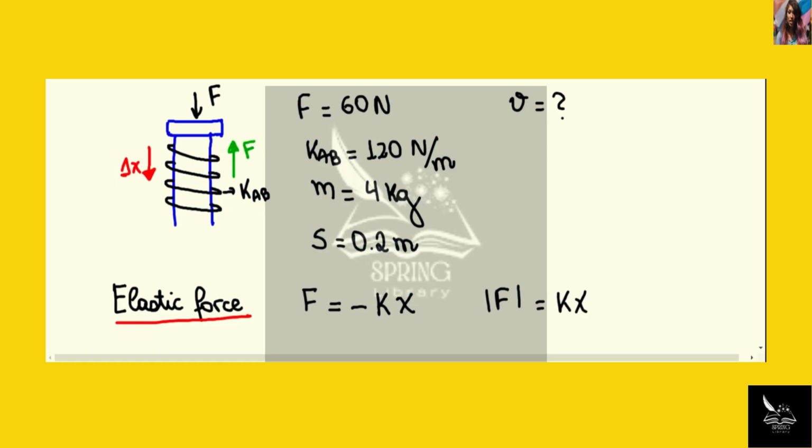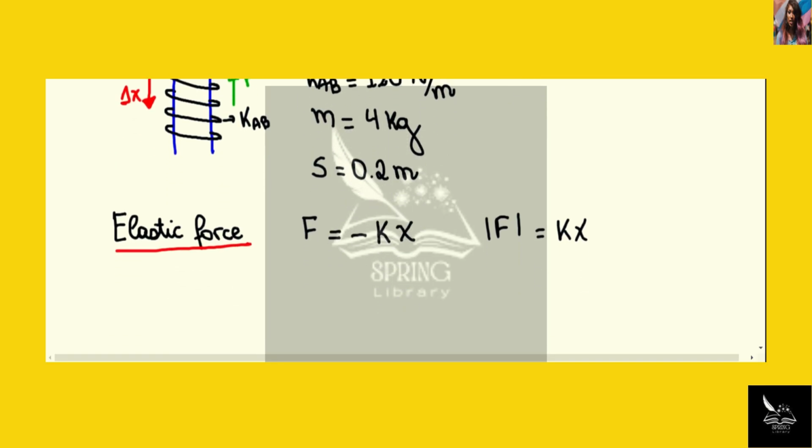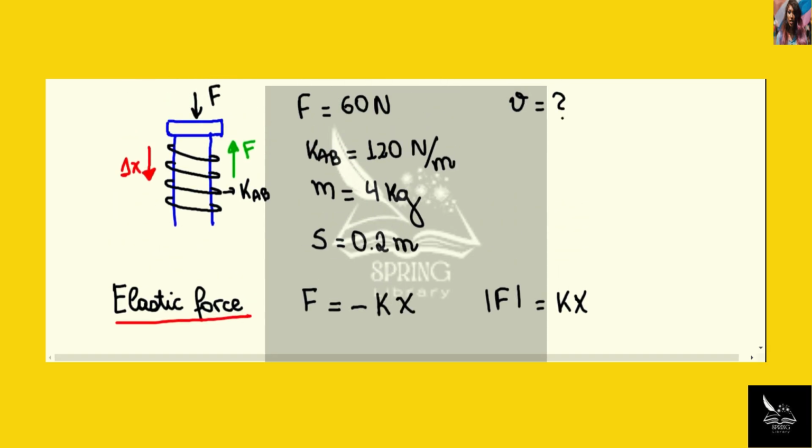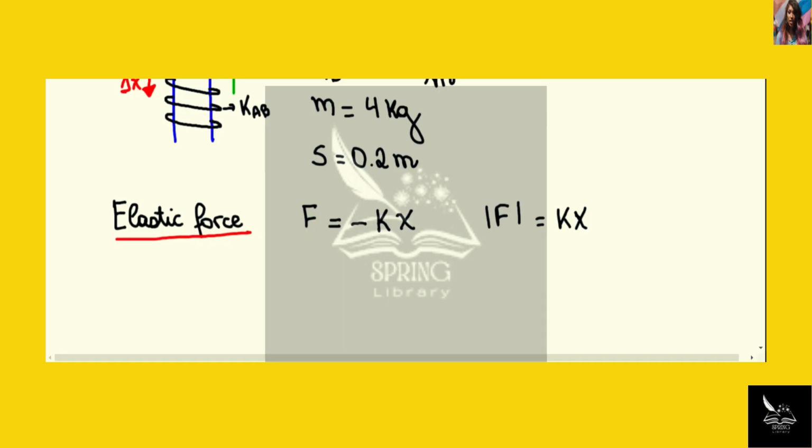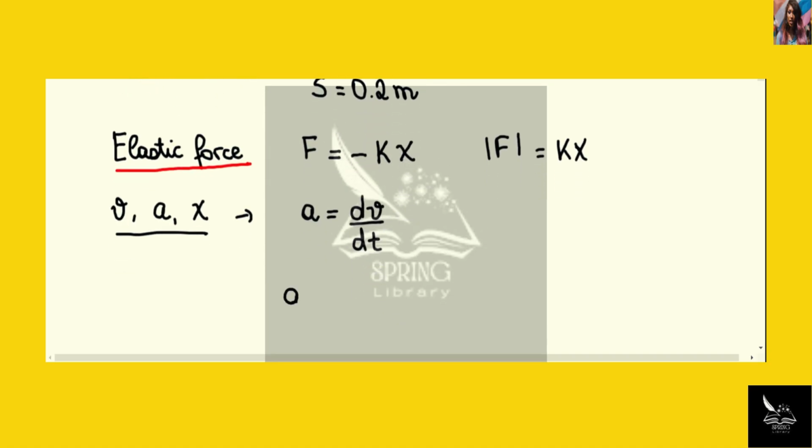Okay, so in order to find v, we also need one more piece of information besides the elastic force. We need a relation between the speed v, the acceleration, and the displacement x. Basically I'm going to start with the identity that a is equal to dv/dt, and multiply both sides by v. So we have a times v is equal to dv/dt times v.